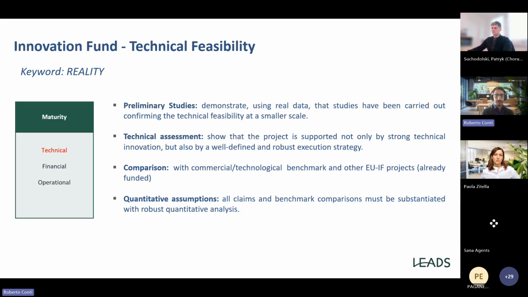Then you should demonstrate your technical assessment, so that your project is supported not only by a strong technical innovation, but also by a well-defined execution strategy, the execution operational plan we discussed before. Finally, the comparison with the commercial benchmark, as I said, and, quite important, the quantitative assumptions. All the claims you are going to include in your proposal should be quantitative and not only qualitative. So we need numbers.